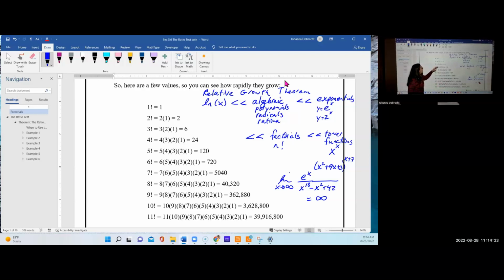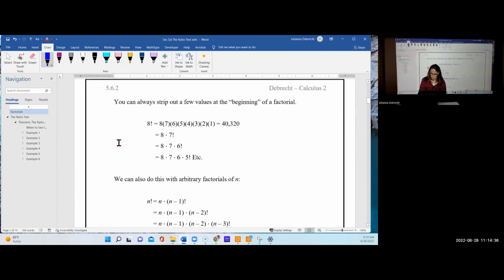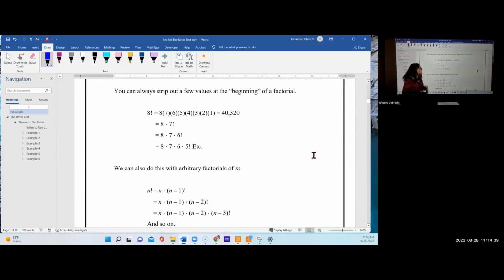Now, you'll notice that on all of these, one way we can get from one to the next is simply to take the new digit and multiply by the previous result. And so this is a skill that you need to develop when you're working with factorials. In other words, you can strip out a certain number of values at the beginning, and you can think of 8 factorial, which is 8 times 7 times 6 times 5 times 4 times 3 times 2 times 1 as 8 times 7 factorial. So that's what I mean by strip out a term at the beginning. I stripped out the 8 and then multiplied it by 7 factorial. But I could also strip out the 8 and the 7 and multiply that by 6 factorial. Or I could strip out the 8, the 7, and the 6 and multiply by 5 factorial.